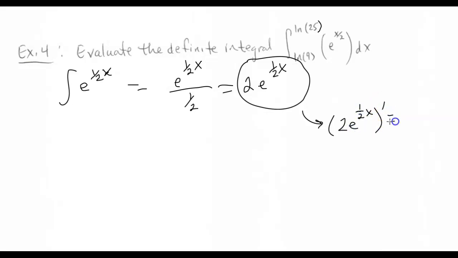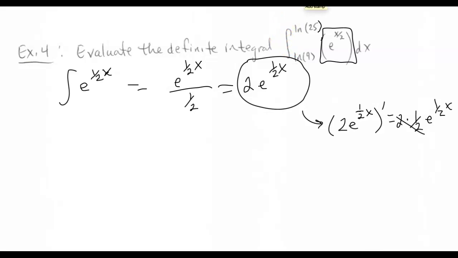So the derivative of that would just be 2 times 1/2 e raised to the 1/2 x. And of course those 2's would reduce to 1 and we would get what we started with. Okay. So because of that, we already know what the antiderivative of this is straight up. So that's really not the issue. What we need to do is make sure that we know how to properly deal with these limits of integration here, being that they're written in terms of natural log.